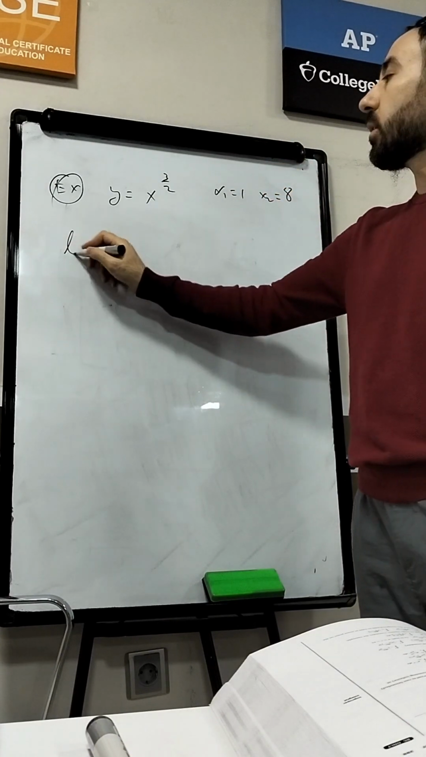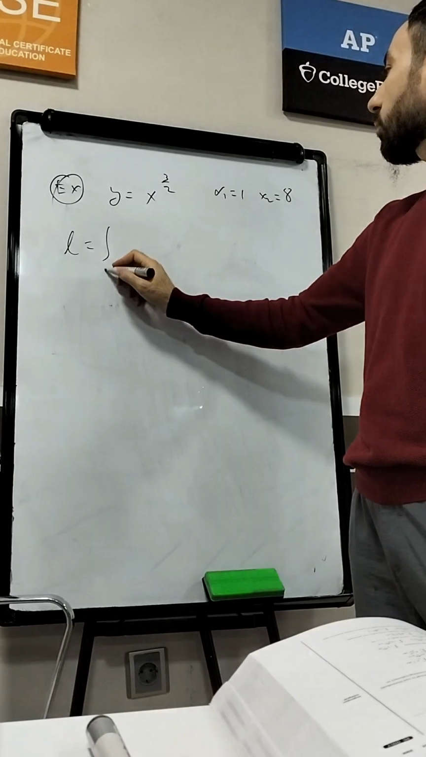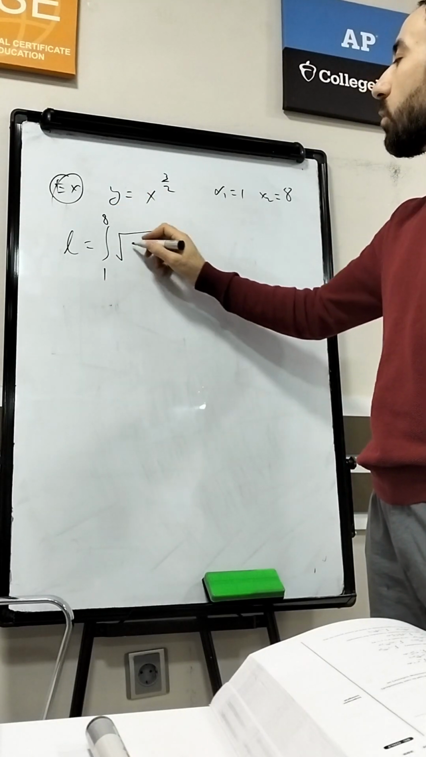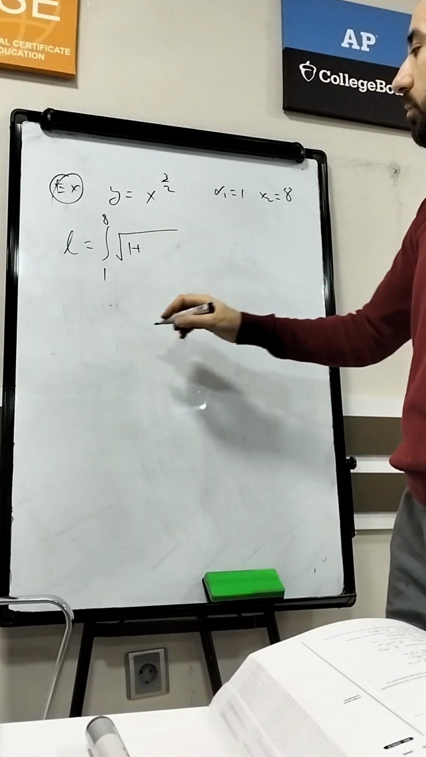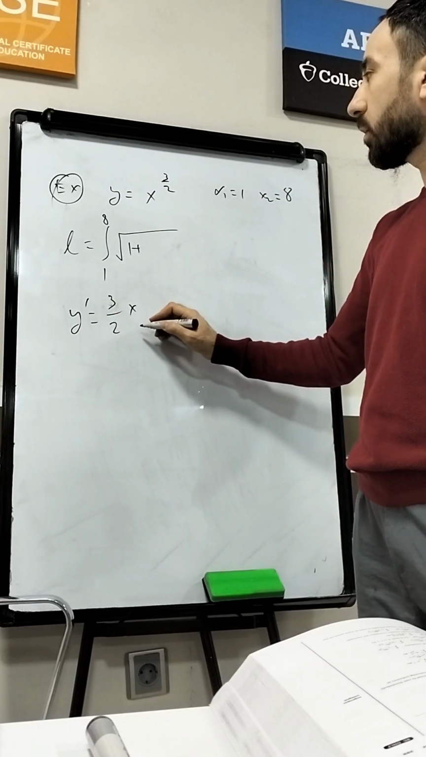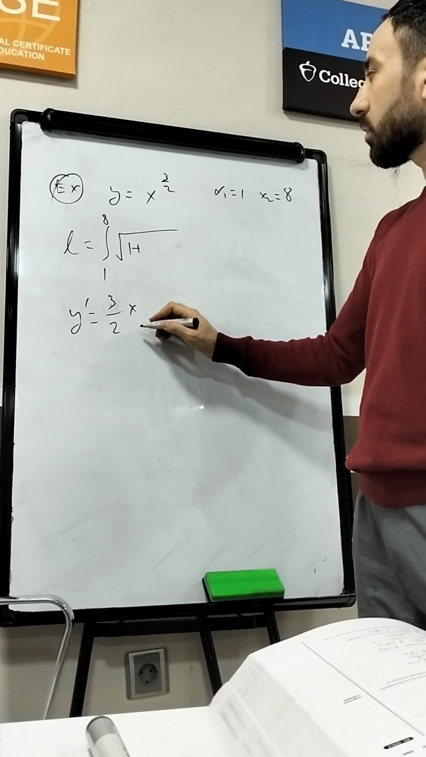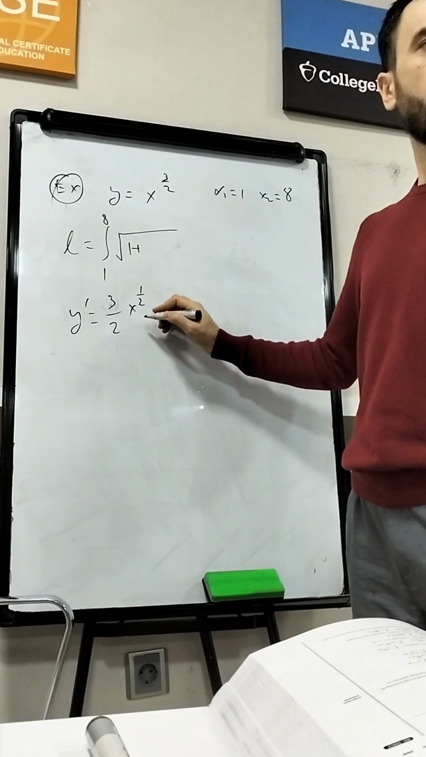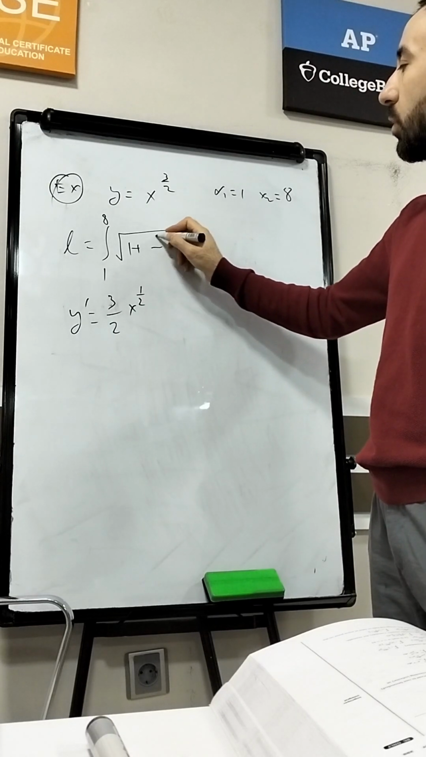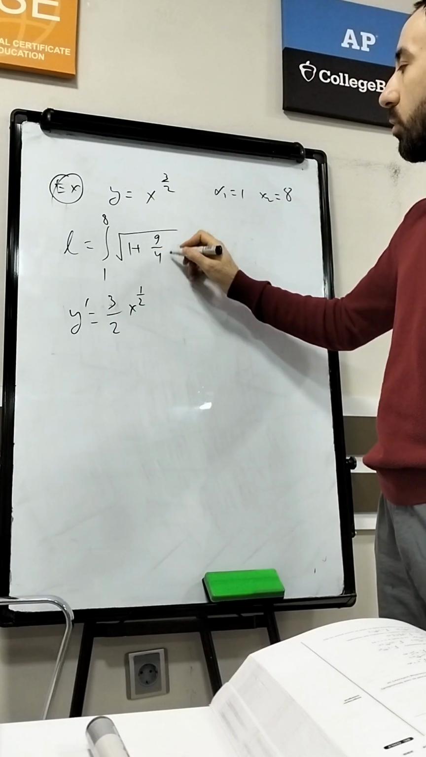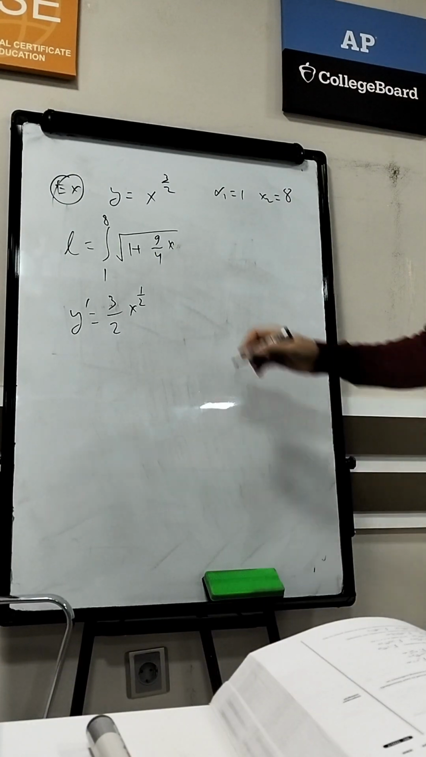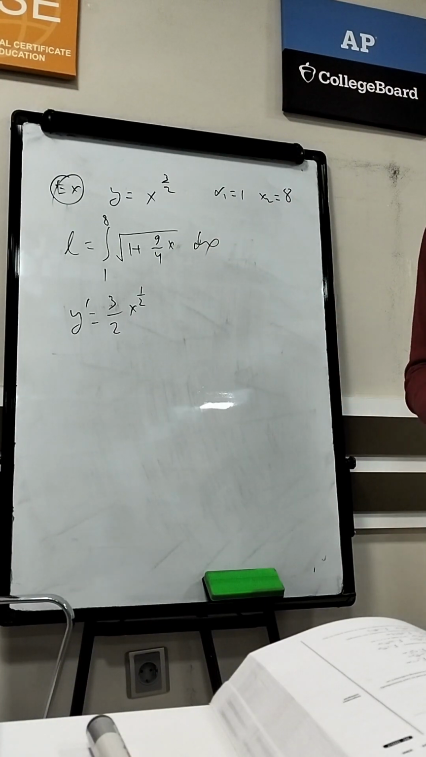Good. We should use the first formula, am I right? Length of curve equal to integration from 1 to 8 of root 1 plus derivative squared. First we need to find the derivative of the function, which is 3 over 2 x power 1 over 2, right? Square of this is 9 over 4 x. dx. That's it.